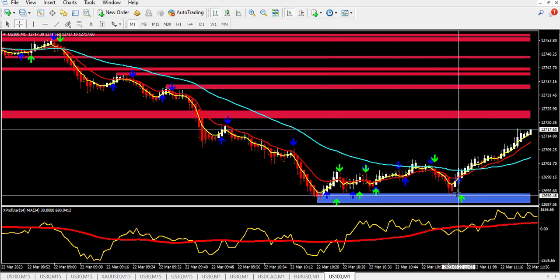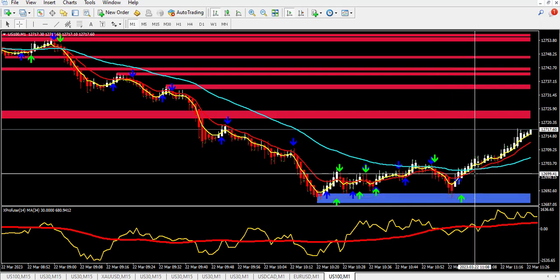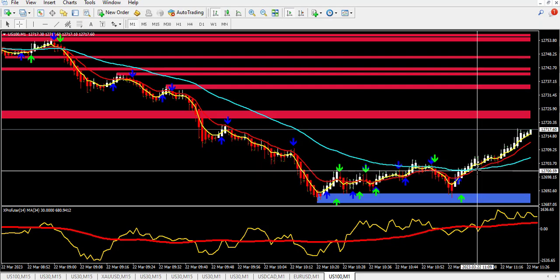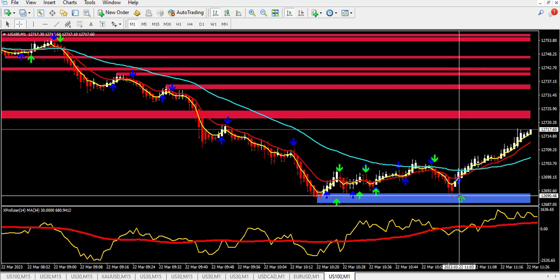This is coming from this support zone. So at this point, when the 2 moving averages, the yellow and the red, cross above the aqua color, then you can place your trade. Here is the support.